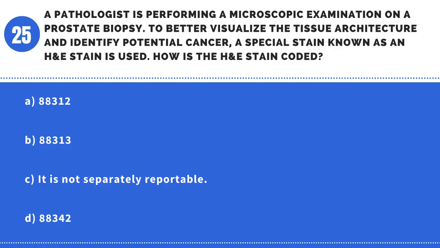Question 25. A pathologist is performing a microscopic examination on a prostate biopsy. To better visualize the tissue architecture and identify potential cancer, a special stain known as an H&E stain is used. How is the H&E stain coded? A. 88312. B. 88313. C. It is not separately reportable. D. 88342.